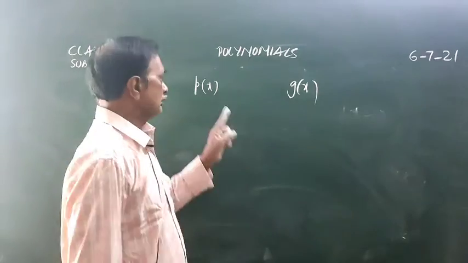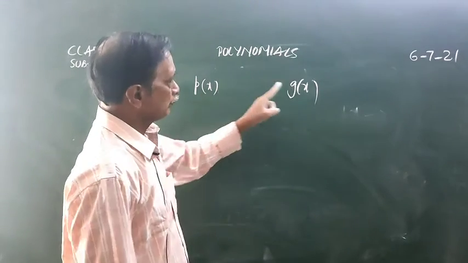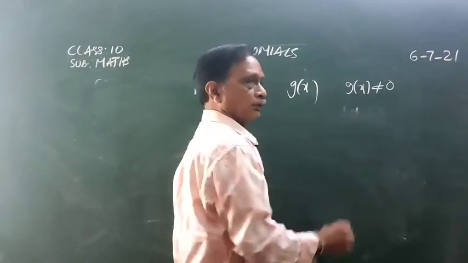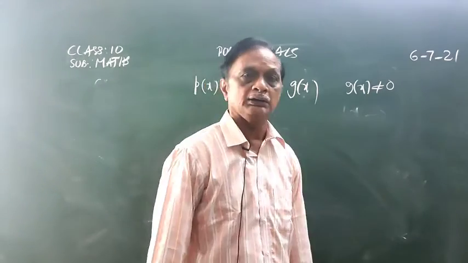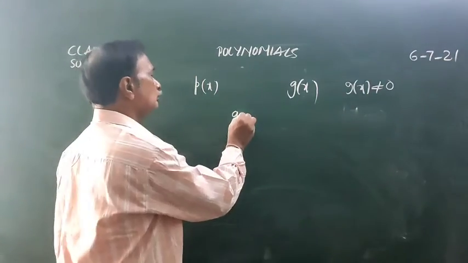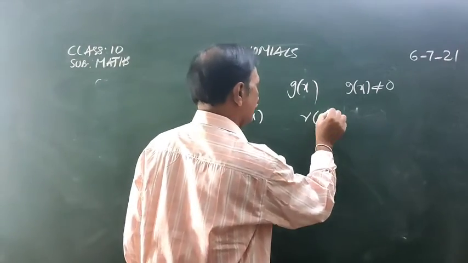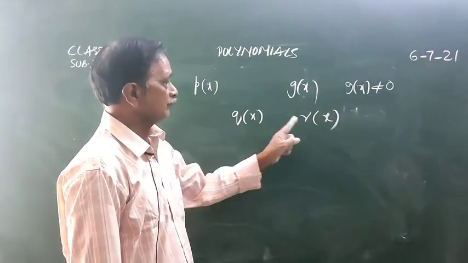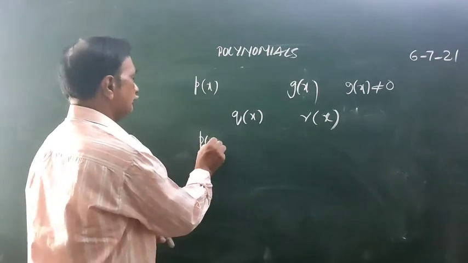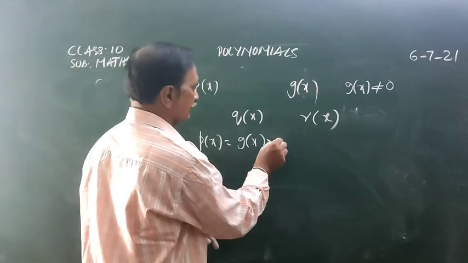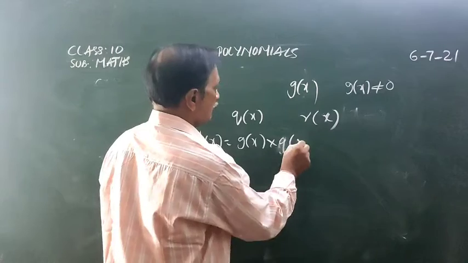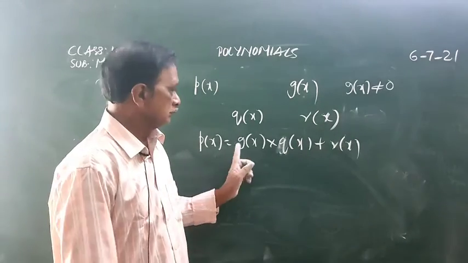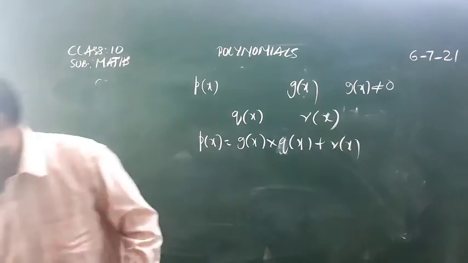In general, let p of x and g of x be 2 polynomials, and g of x is not equal to 0. That means it should not be a 0 polynomial. Then we will find 2 polynomials q of x and r of x such that p of x equal to g of x into q of x plus r of x.